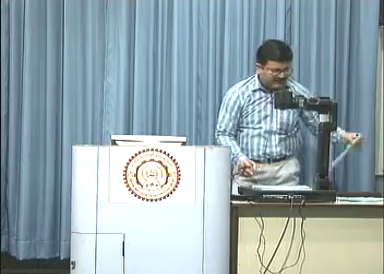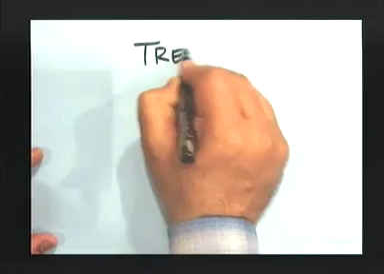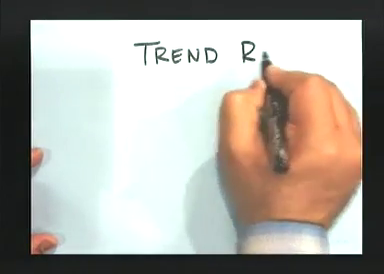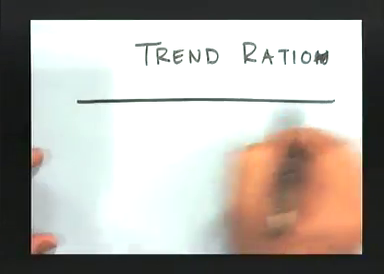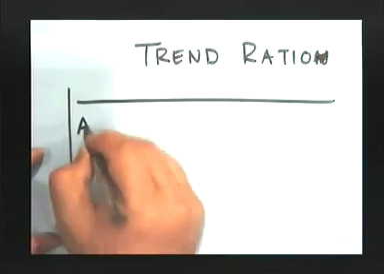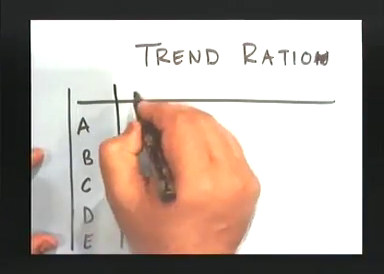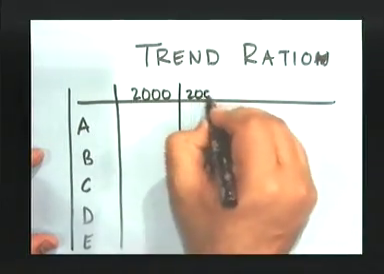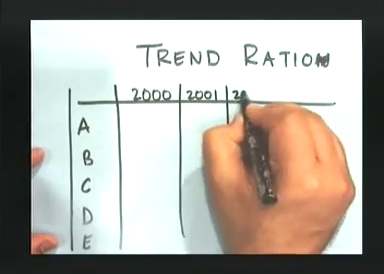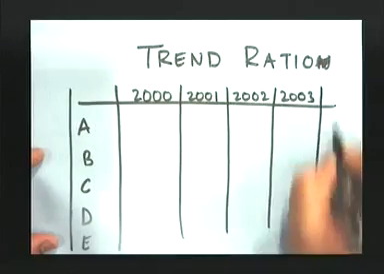For example, it will be something like this. In trend ratio, let us say there are different ratios A, B, C, D, E. Let us say we are studying these 5 ratios. This could be year 2000, this could be year 2001, 2002, 2003, 2004.